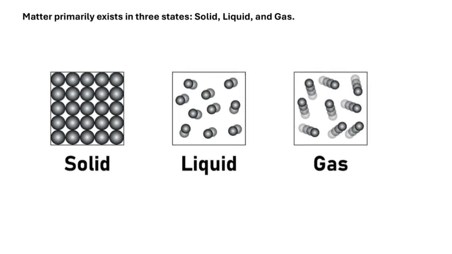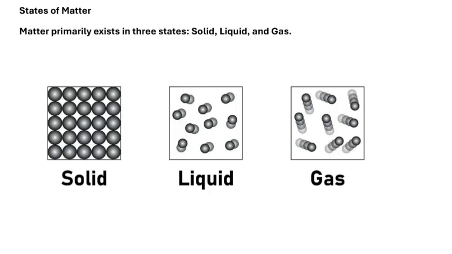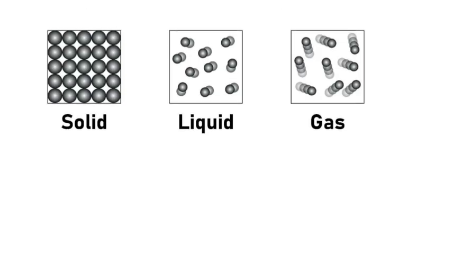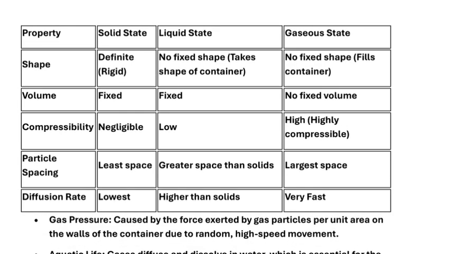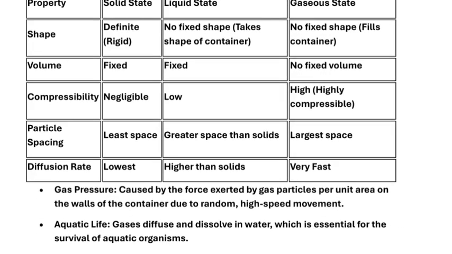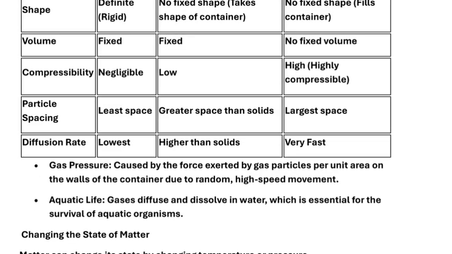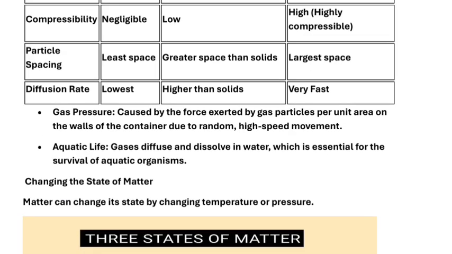Property: solid state, liquid state, gaseous state. Shape: definite and rigid; no fixed shape, takes the shape of its container; no fixed shape, fills the container. Volume: fixed; fixed; no fixed volume. Compressibility: negligible; low; highly compressible. Particle spacing: least space; greater space than solids; largest space. Diffusion rate: lowest; higher than solids; very fast.